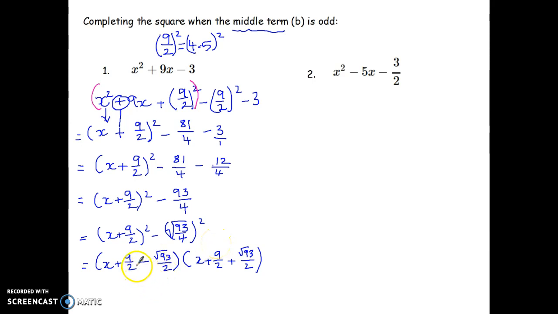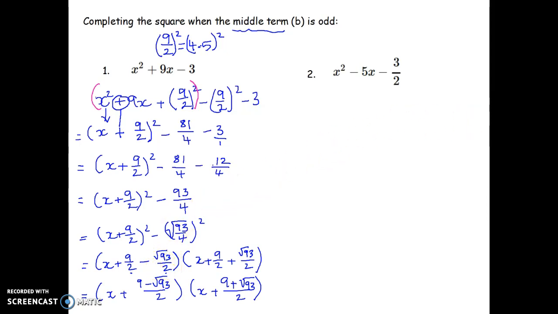Now if you're doing this out of the textbook and you go to check your answer, it's still not going to be correct. The next little step you need to do is recognise that you've got adding and subtracting fractions with a common denominator, so you could combine that all into one. So I'm going to write x plus 9 take root 93 on 2, and then this one is x plus 9 plus root 93 on 2. So they've just combined those two fractions because there's a common denominator.